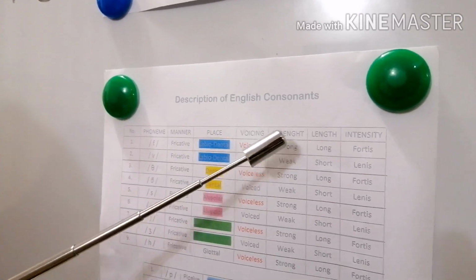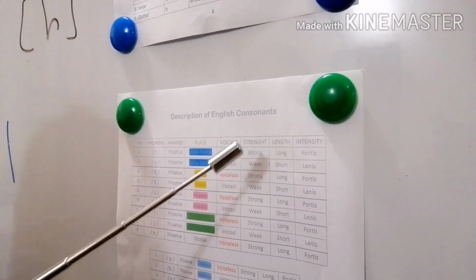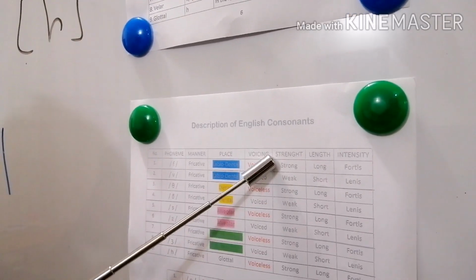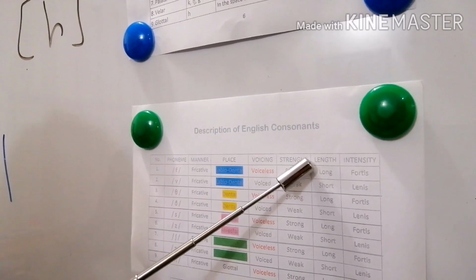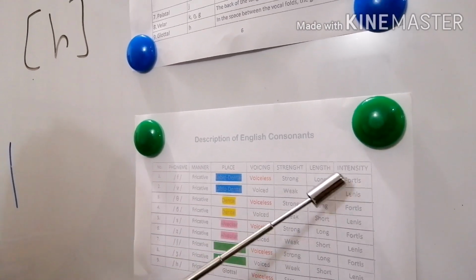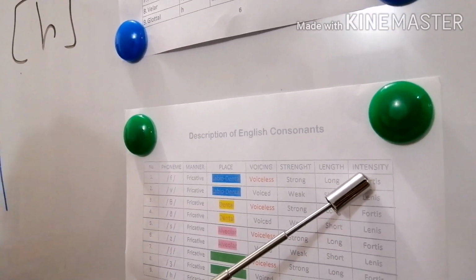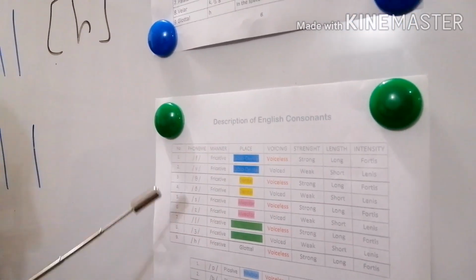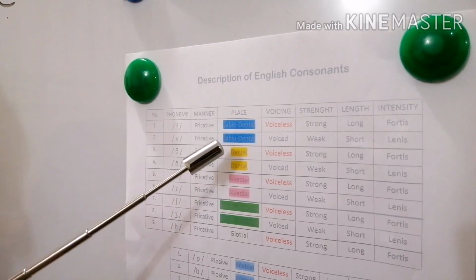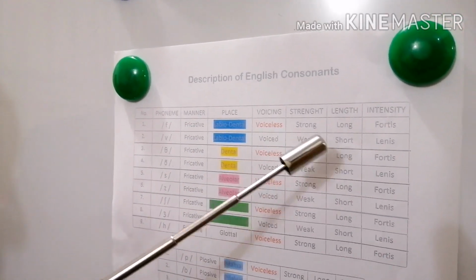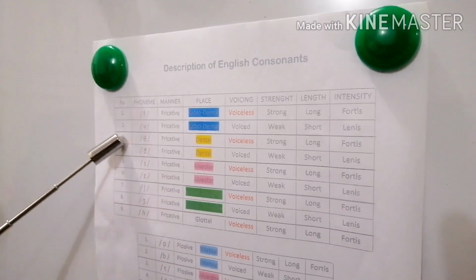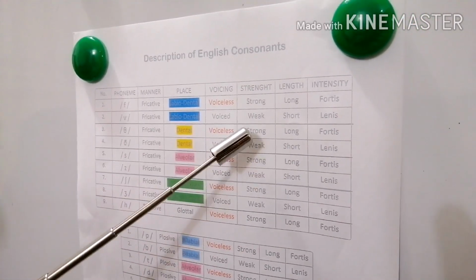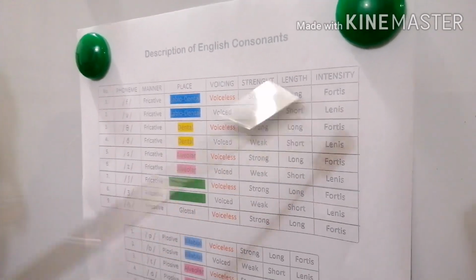From the point of view of strength, there is something wrong with th here, not ht. So th, yes, strength, strong. From the point of length, it is long. Intensity of muscles, it is fortis. So this is how to describe each consonant. Now, for example, v is a fricative, labiodental, voiced, weak, short, and lenis. And the third one, fricative, dental, voiceless, strong, long, fortis.